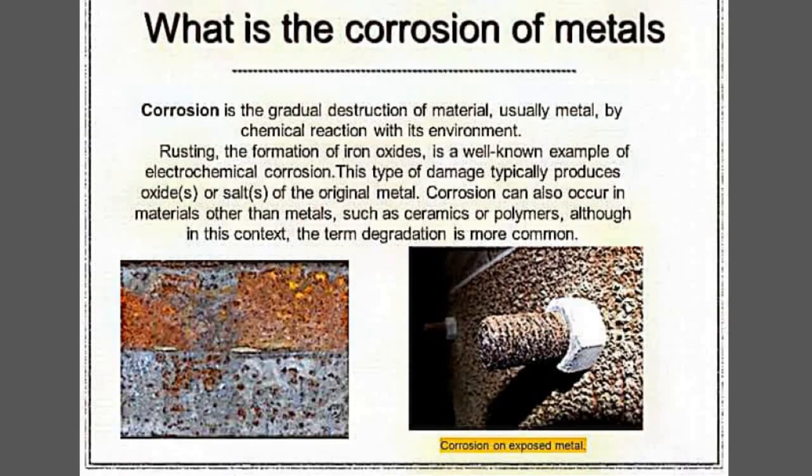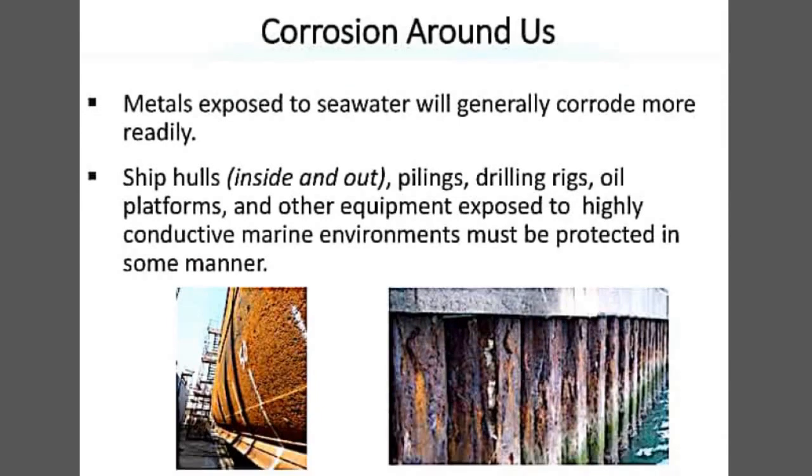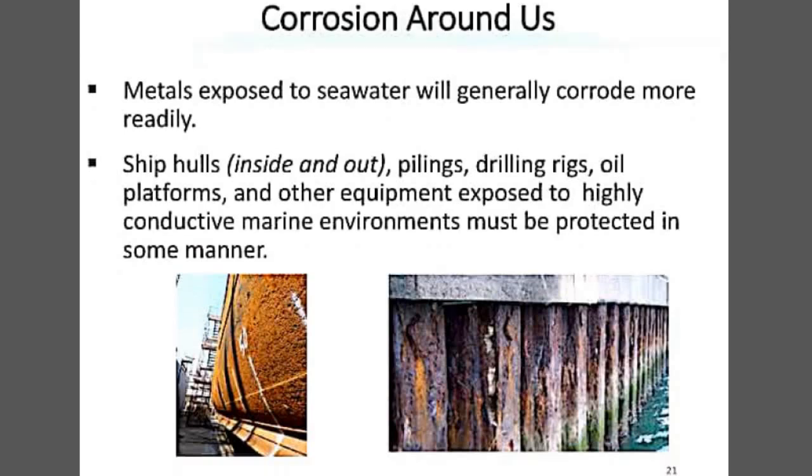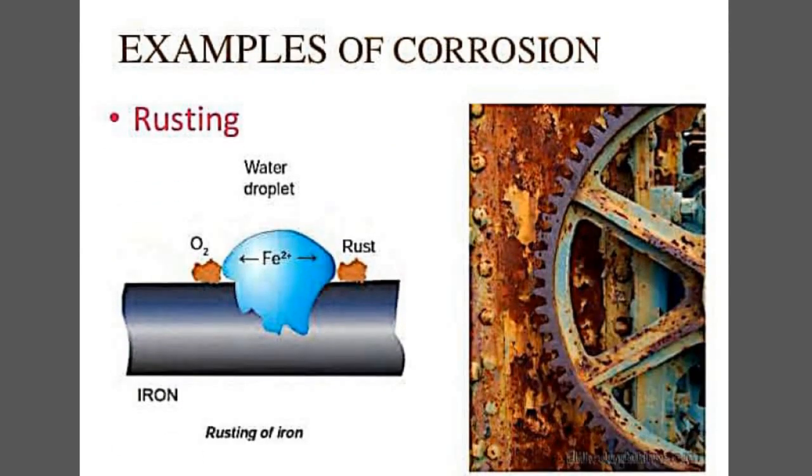So these pictures which you all can see on your screens show what is quite common when metal is exposed to the open atmosphere. So corrosion around us: metals exposed to seawater will generally get corroded more easily. Ship hulls, inside and outside, drilling rigs, oil platforms and other equipment which are exposed to highly conductive marine environments must be protected in some manner. So these are a few of the examples where we find corrosion happening all around us. This is what we discussed just now.